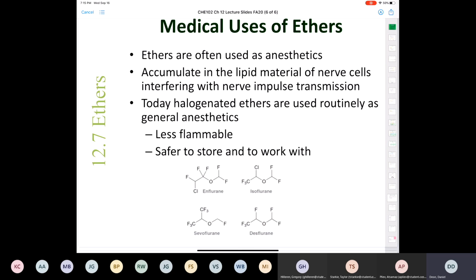It says here that ethers are often used as anesthetics. They accumulate in the lipid material of nerve cells and interfere with nerve impulse transmission, which allows you to not feel anything when you're put under anesthetic. Anyhow, it says here that halogenated ethers are used routinely as general anesthetics.